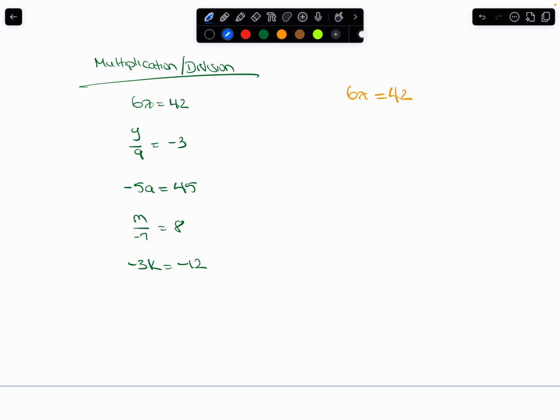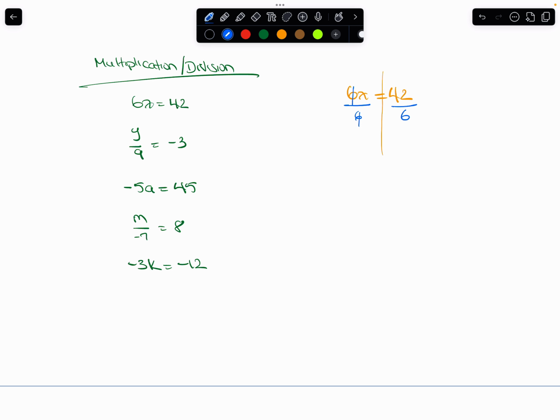The opposite of multiplication is division. So I have to divide by 6, and we're following the same rule we used with addition and subtraction in our earlier video. Draw a line. Whatever we do to one side, we must also do to the other side. 6 divided by 6 will cancel out, and it will give us x by itself. X or 1x is the same thing.